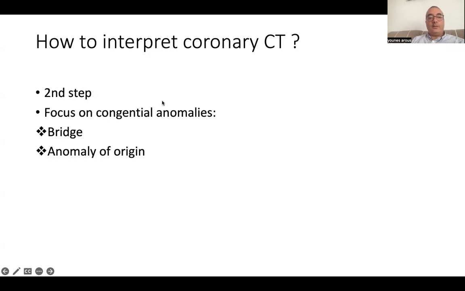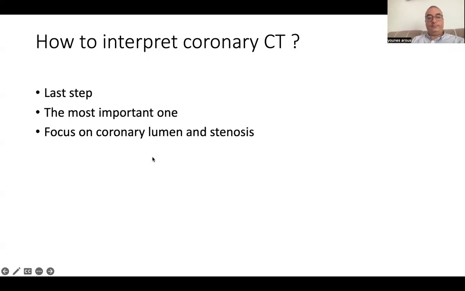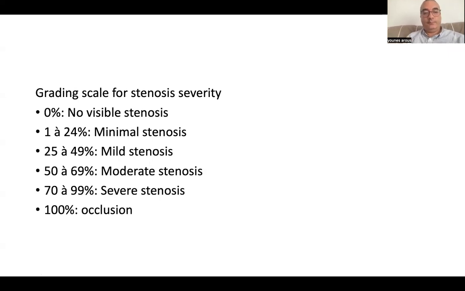The second step is to always focus on congenital anomalies, of course, congenital coronary anomalies, such as bridge and anomaly of origin or of course. And the last step, which is the most important one, is to focus on the coronary lumen and stenosis.